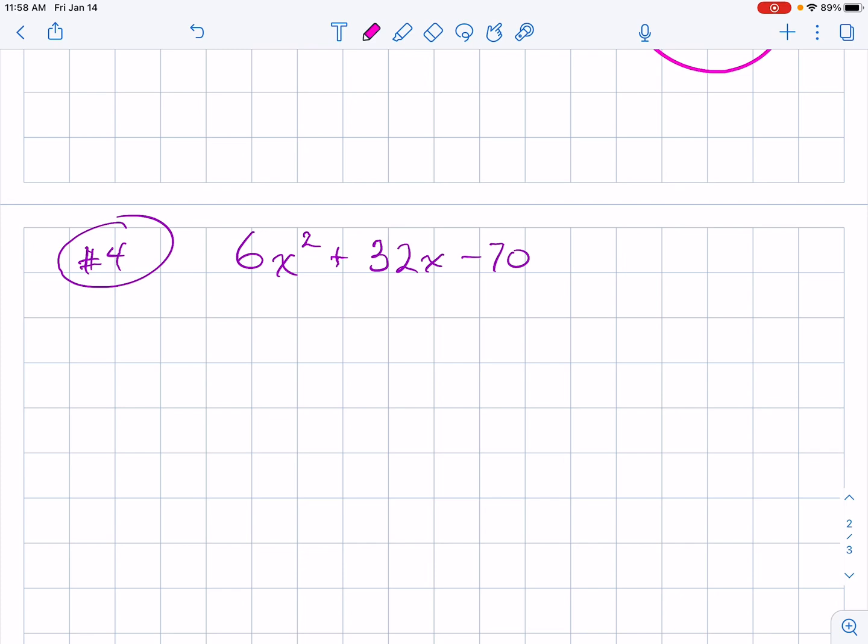Okay, for the fourth example, there's a GCF. I'm going to pull out a GCF, which in this case, everything's even, so I'm going to pull out a 2, which will leave me 3x squared plus 16x minus 35. Now, the GCF is going to have no bearing on what's going to make this equal to 0, so you completely ignore the 2 when you're solving. If I'm factoring, it's important to keep the 2 there. If I'm solving, it's not important because 0 times 2 will still be 0.